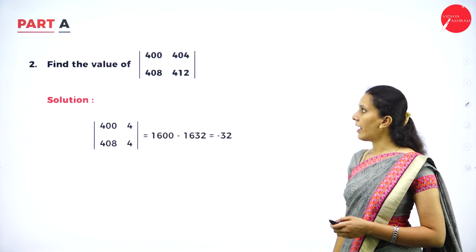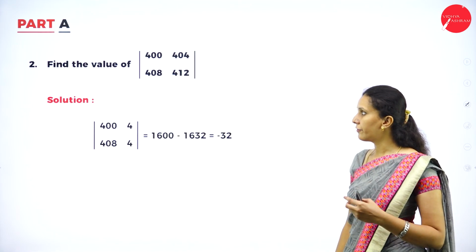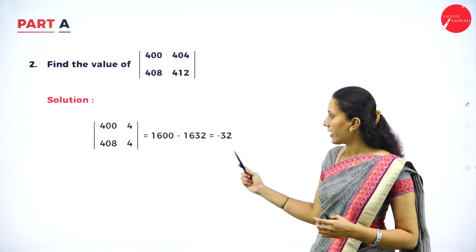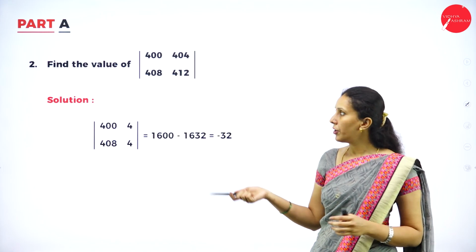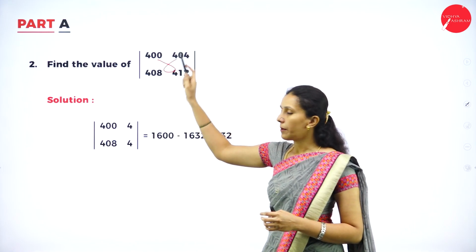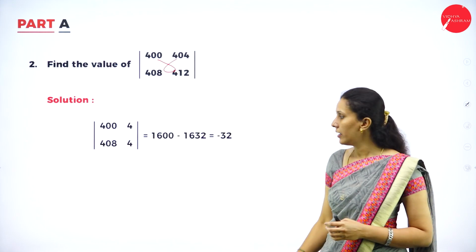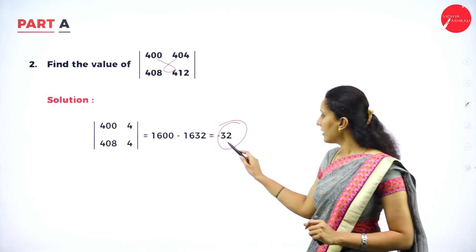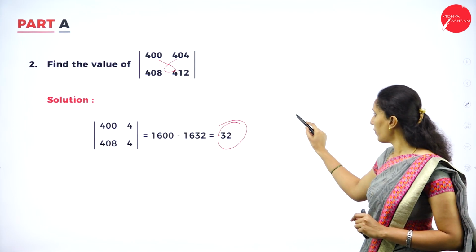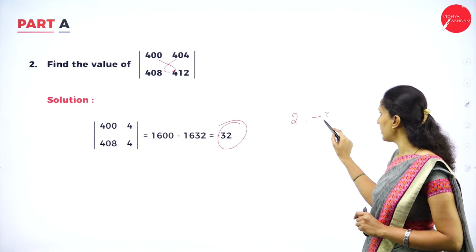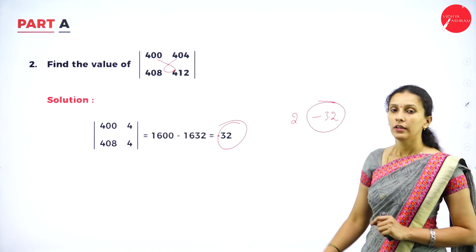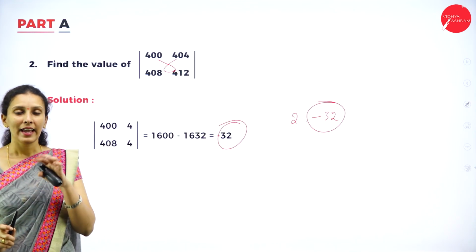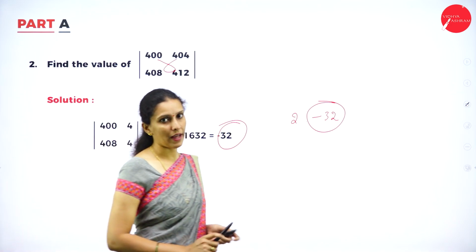Next, find the value of the determinant 400, 404, 408, 412. Here you can use the column operation or row operation to find the value of the given determinant, or you can directly multiply and subtract with the terms to find the determinant. So the answer you get is minus 32 for the particular question. If you write the answer minus 32, like for example question number 2, the answer is minus 32, you will get the marks. So for part A, the marks will be awarded only for the correct answer. Hence, you can directly write the answer after evaluation.